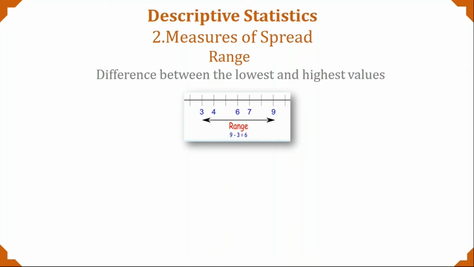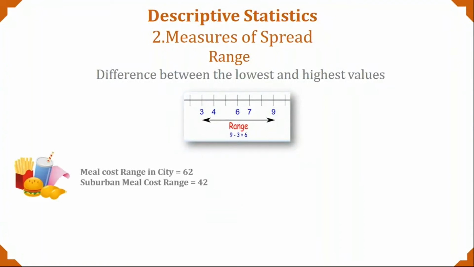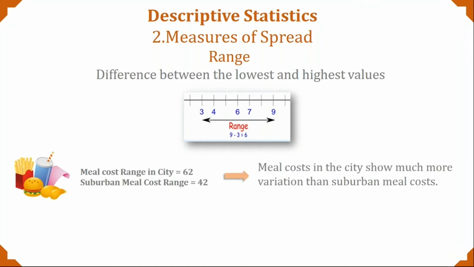For example, if you take a restaurant meal study, a city meal will cost around $62. $60 is a pretty expensive meal. So imagine the range of a city meal is 62 and a suburban meal cost is 46. So you could conclude that meal costs in cities show much more variation than suburban meals. We really know that. If I tell you the city meal is this much and the suburban meal is much lower than the city meal, we always know that. So what is the range?